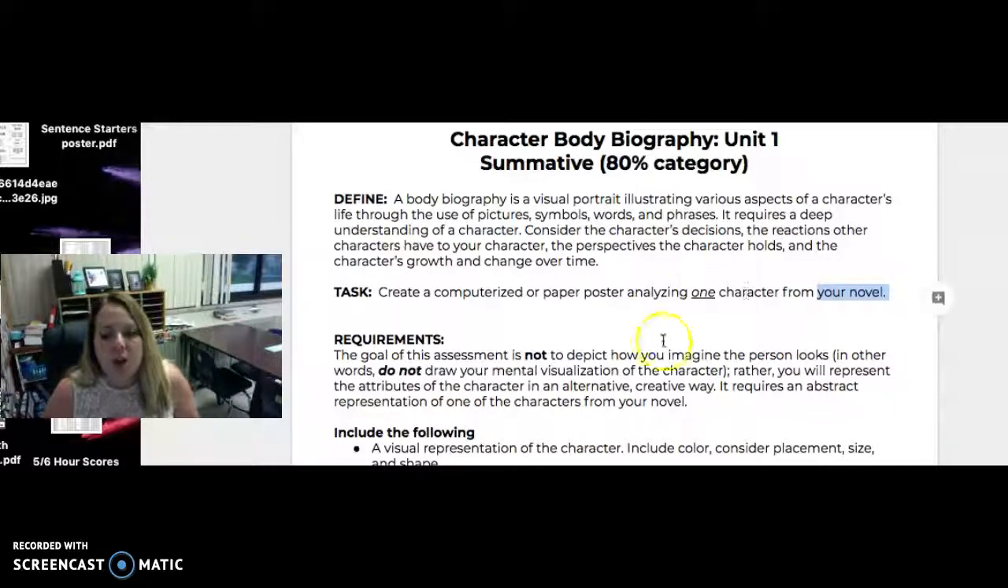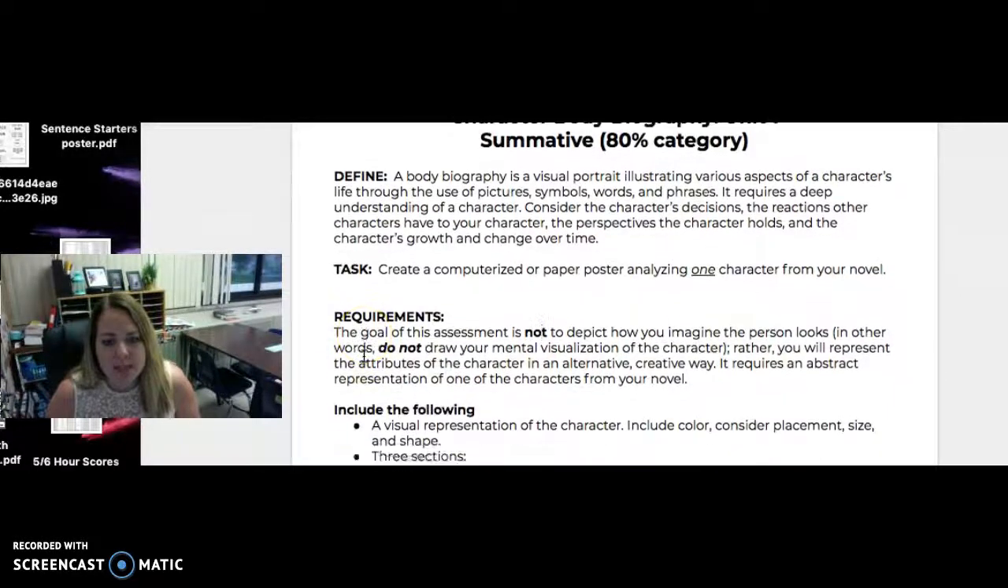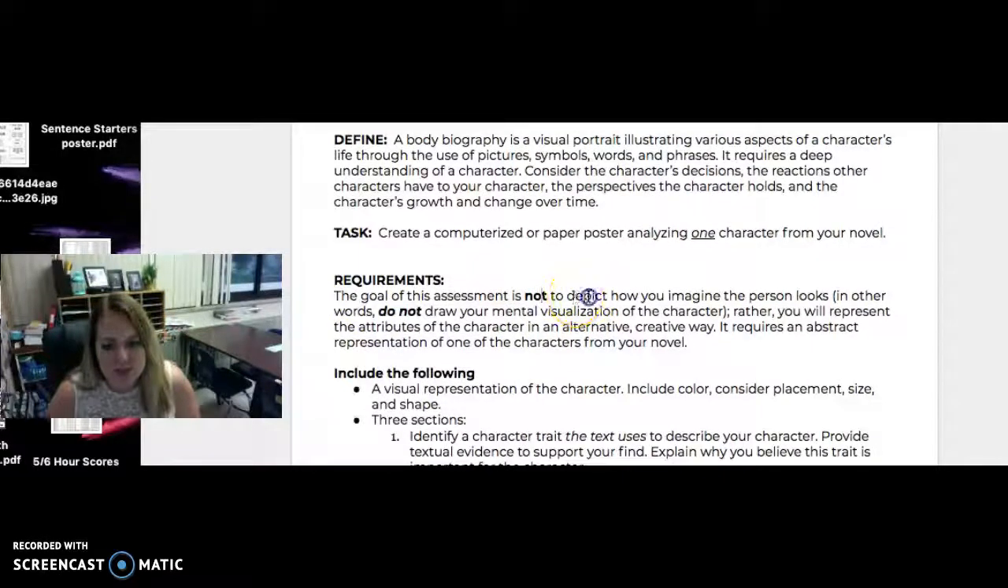Yeah. Requirements. The goal of this assessment is not to depict. Oh, what does that word mean? Oh, I can Google that. Let's pull up the dictionary and Google that, huh? I can depict how you imagine the person looks. And in other words, do not draw your mental visualization of the character. Rather, you will represent the attributes of the character in an alternative, creative way.